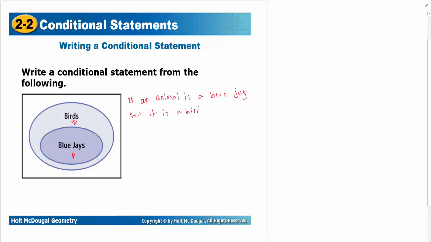It would be kind of redundant if you made the statement, if a bird is a blue jay, then it is a bird, because you're already putting the conclusion in the hypothesis. So we have to say something such as animal. If an animal is a blue jay, then we can conclude that animal happens to be a bird. All right. So again, just a couple of different ways you can look at a statement and make it into a conditional statement.